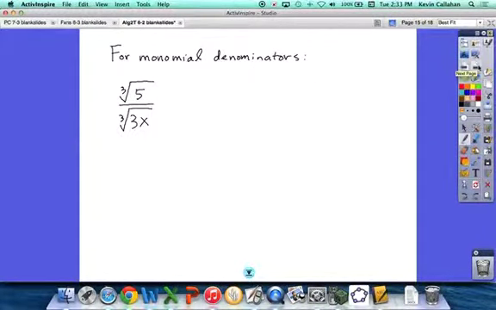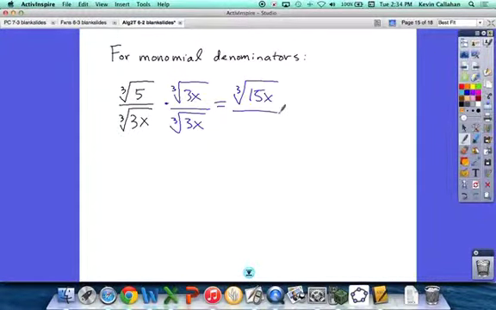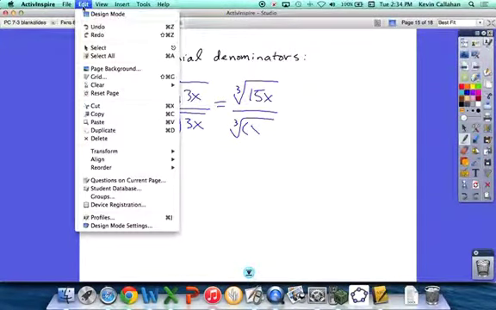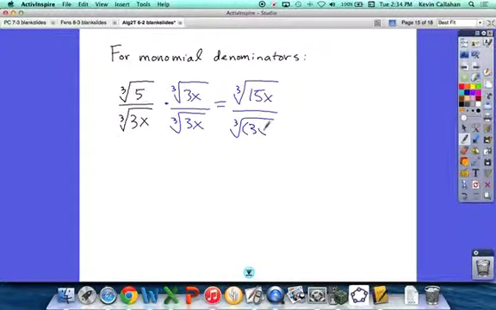Now, it's a little bit different. You've got one homework problem like this too, because this is a cubed root, right? If I multiplied this one by the third root of 3x divided by the third root of 3x, in the numerator I would have the third root of 15x. And in the denominator, I would have the third root of 3x in parentheses squared.